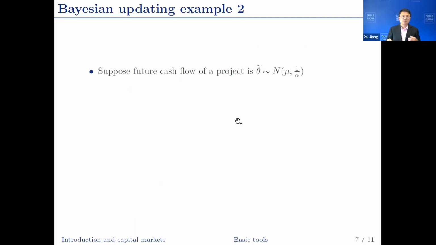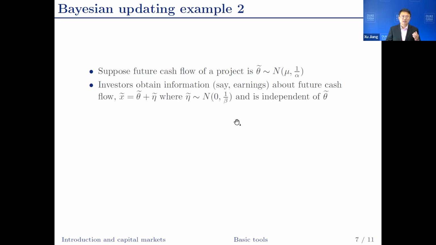Now let's look at another example. Suppose future cash flow of a project is not binary, but continuously distributed. The prior distribution is normal with mean mu and variance 1 over alpha, or equivalently, precision alpha. And suppose investors obtain some information about theta. Let's say this is earnings information. X is theta plus eta. Eta is also a normally distributed random variable with mean 0 and precision beta, and eta is independent of theta.